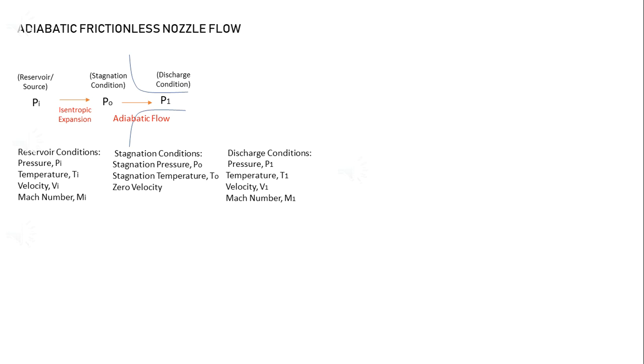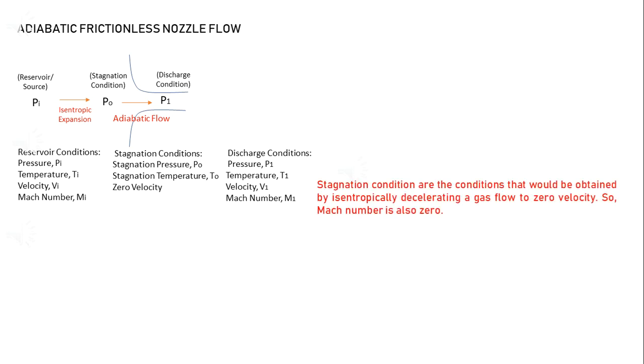For stagnation conditions, the velocity here is zero. Take note that stagnation conditions are the conditions that would be obtained by isentropically decelerating a gas flow to zero velocity.